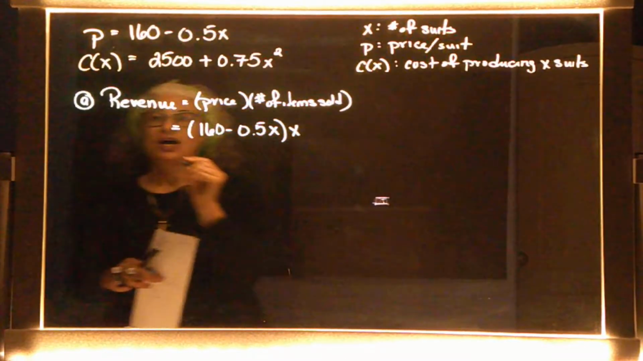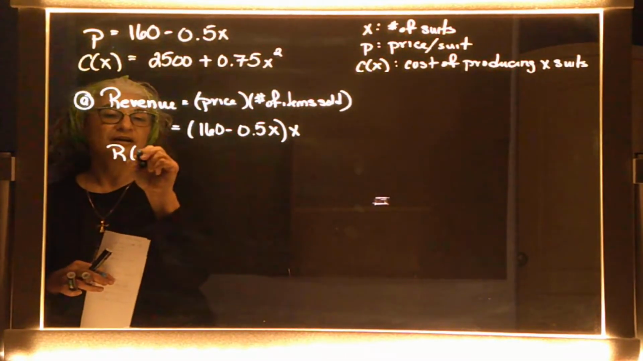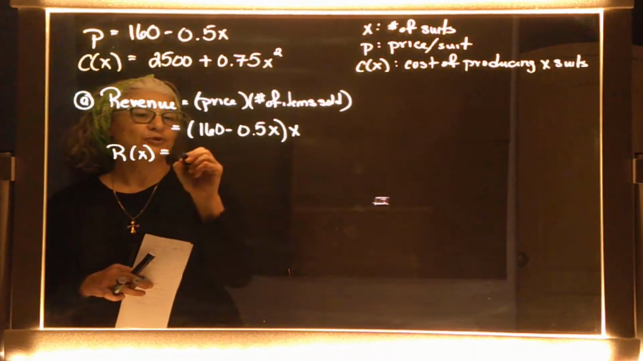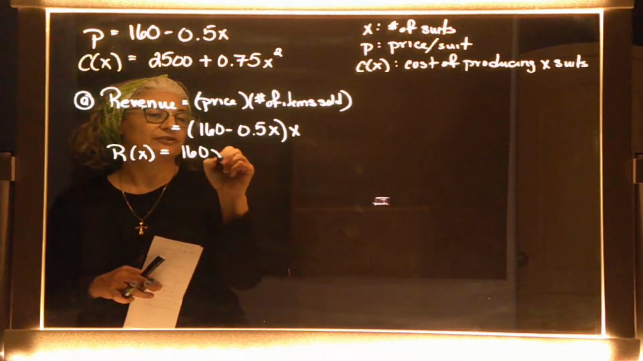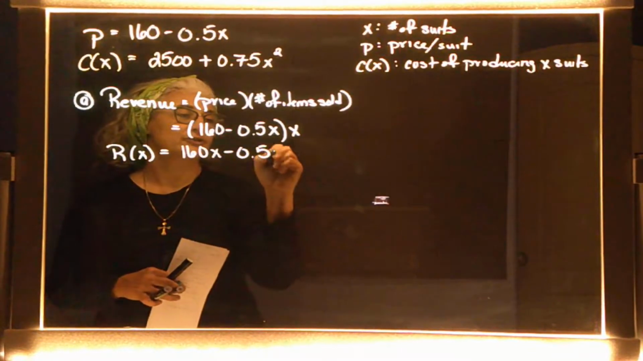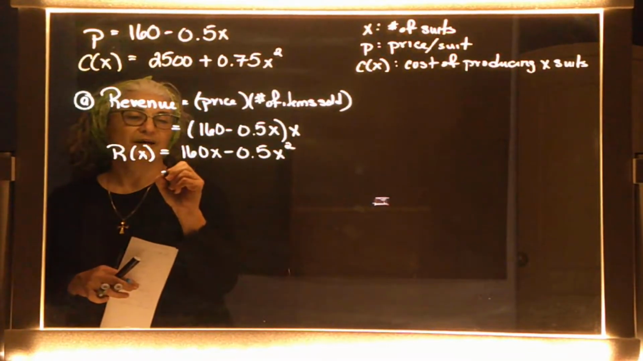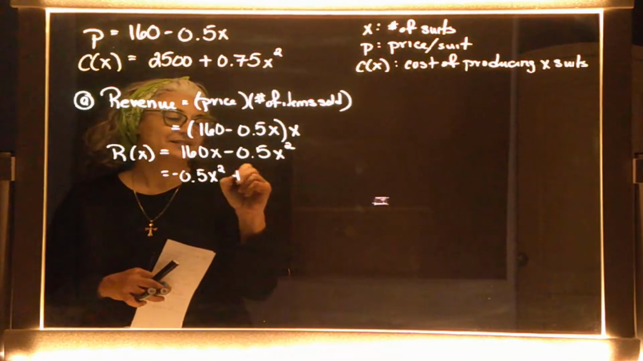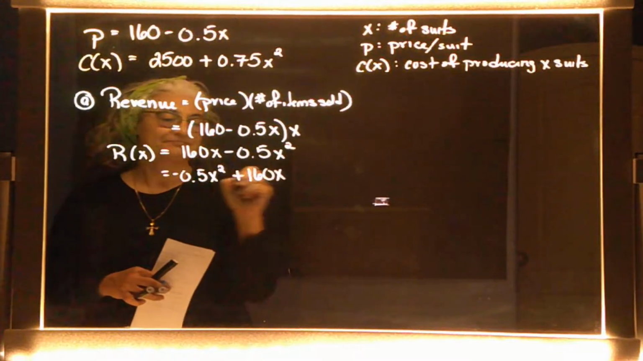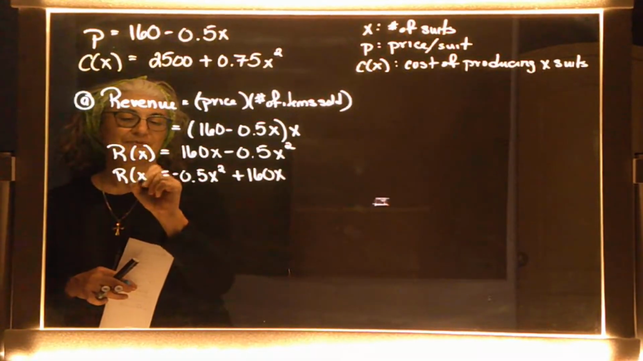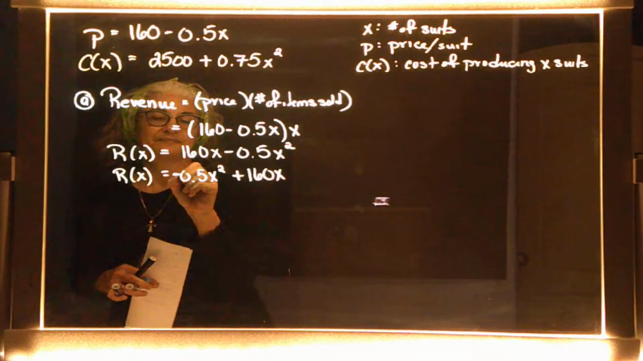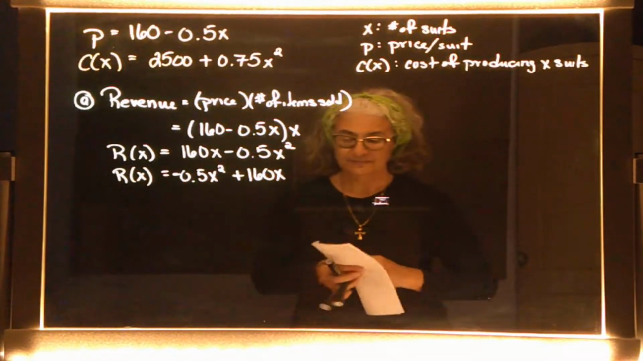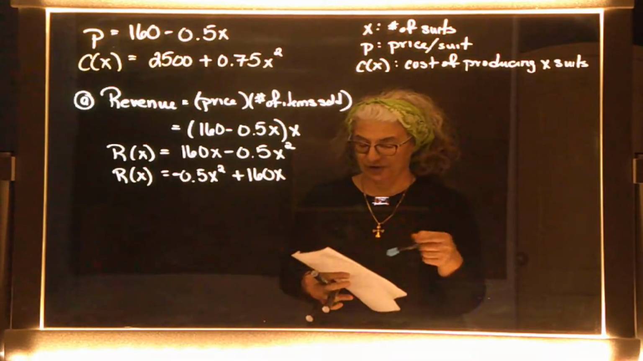So now this becomes R of x. It becomes a function with respect to x. And I'm going to go ahead and distribute this out. And I am also going to write it in descending order. Why? Because I've been taught very well that you always write your polynomials in descending order. I'm sure you have been taught that also. So there's our revenue function. Cool? Okay, good enough. And now they want to find the profit.